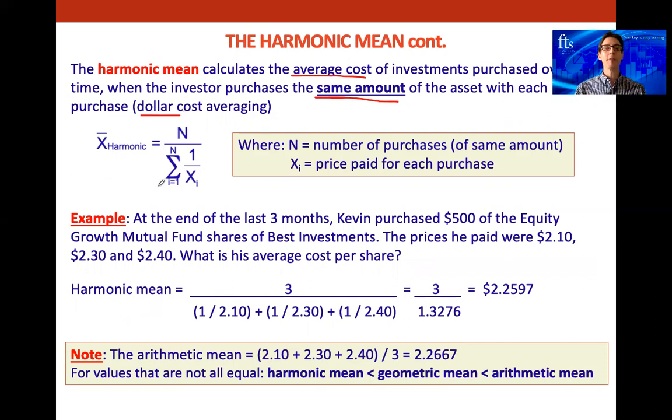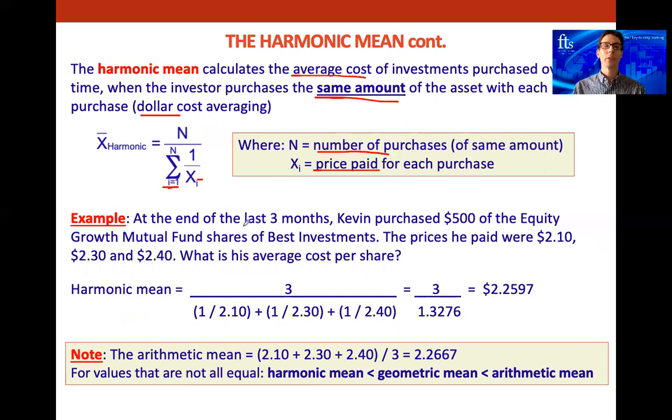So it's the same formula as before, but our N is now just the number of purchases that the investor makes. And remember, the purchases must be of the same amount. And now our X, our observation in each case, is going to be the price paid for each purchase. So again, we sum up over here the reciprocal of the price paid for each purchase. So let's try the example.